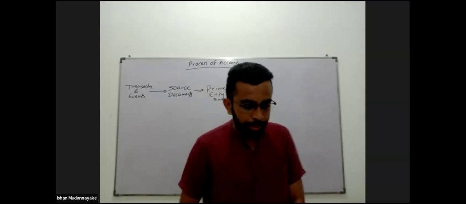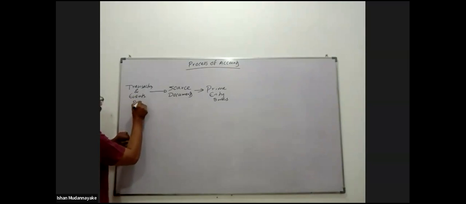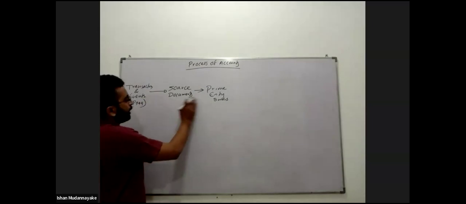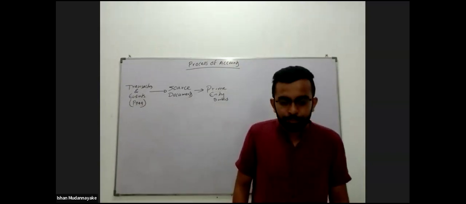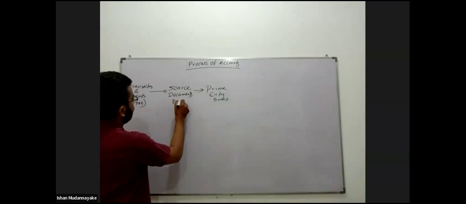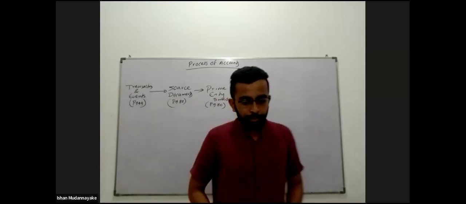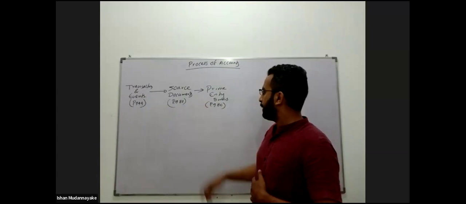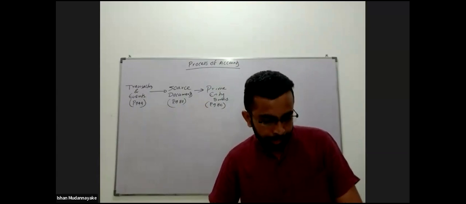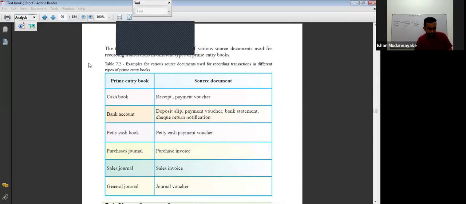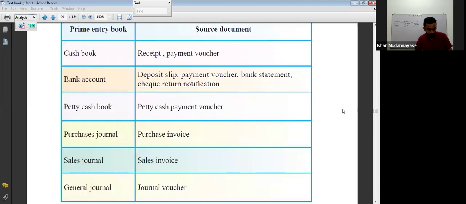Please write down here, page 49 now. Then source documents and primary books are discussed on page number 80. You can see a list on page number 80 of the Grade 10 textbook. Go to page number 80. Okay, primary books and source documents.